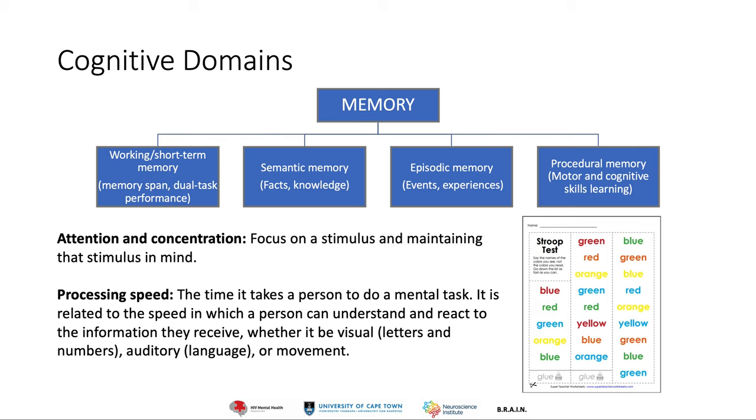Processing speed is defined as the time it takes a person to do a mental task. It is related to the speed at which a person can understand and react to information they receive, whether it be visual, for example, letters and numbers, auditory, for example, language, or movement. When patients have to do things faster, it is also more difficult for them to do these things. This is why it is important when doing timed tests like the Color Trails or the TMT A and B, that's the Trail Making Test A and B, or digit symbol coding, that patients are made aware that they need to work as fast as they can and that the tester times the tests accurately.